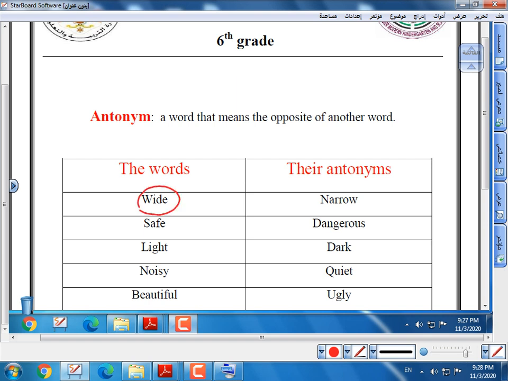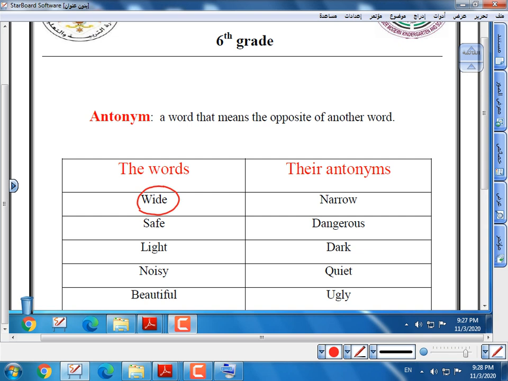The first one, wide, and we all know that the meaning of wide is واسع, and the antonym of wide, عكس كلمة wide, is narrow. Narrow معناها ضيق. So narrow is the antonym for the word wide. Number two, safe, and we all know that it means آمن. The opposite of this word, or the antonym for the word safe, is dangerous. Okay, dangerous, which means خطير.